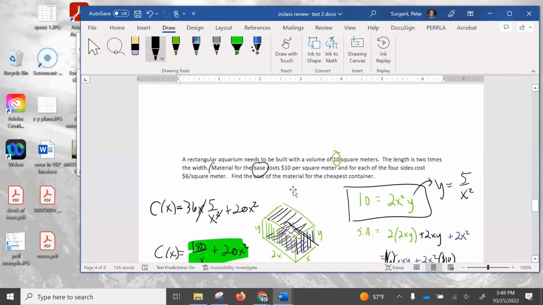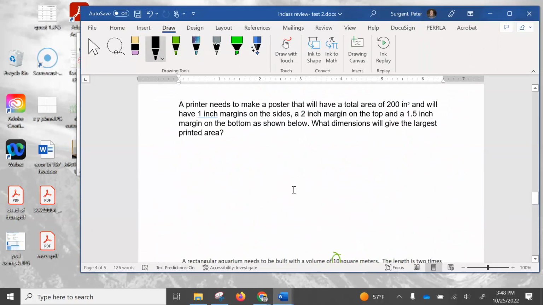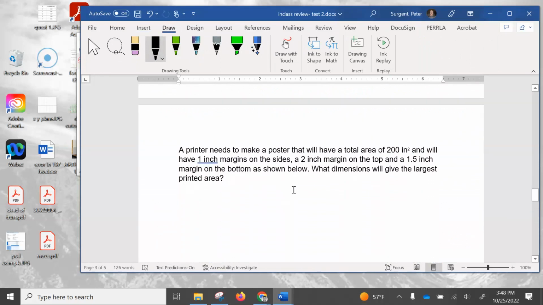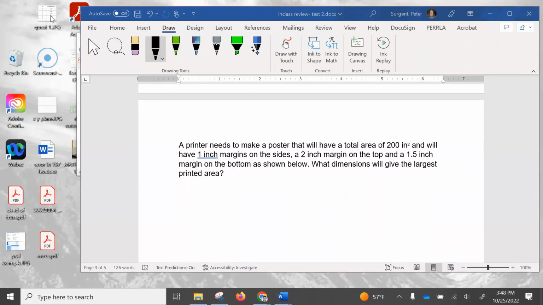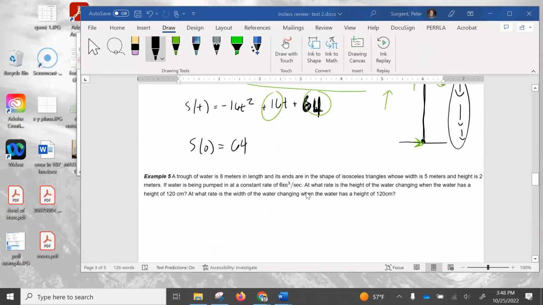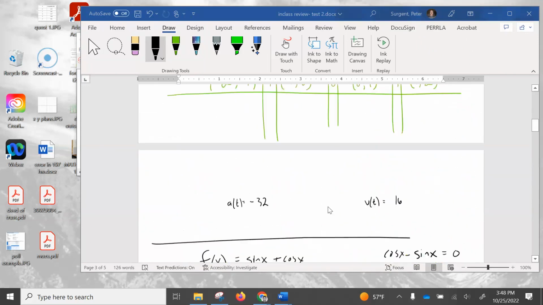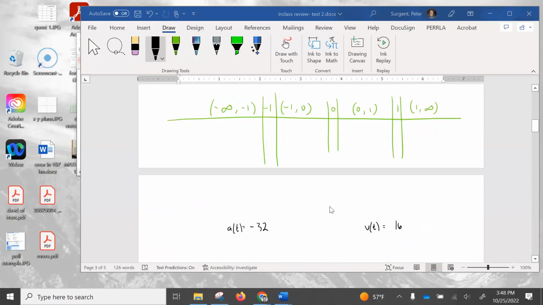Okay, do you want to try one of those? We could do this one, or we could do, I don't know, these take a while. What do you think? Jake, what do you want to do? Do you want to do an optimization? Do you want to do related rates, or do you want to do something else? Optimization. Good. Stay with it.